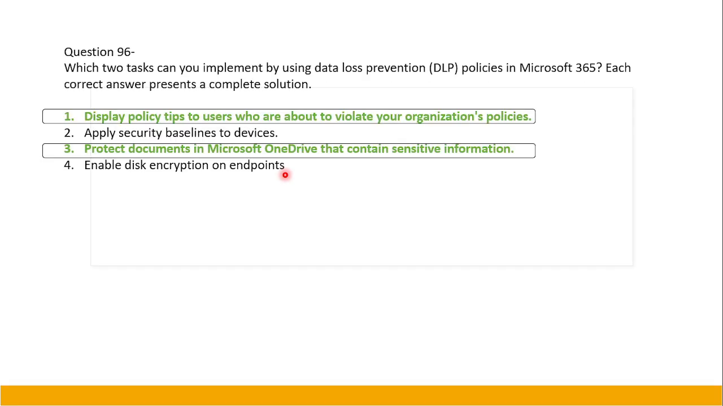Question 96. Which two tasks can you implement by using data loss prevention policies in Microsoft 365? Each correct answer presents a complete solution. There are two correct options, option 1 and option 3. Option 1 is display policy tips to users who are about to violate your organization's policies, and option 3 is protect documents in Microsoft OneDrive that contain sensitive information.